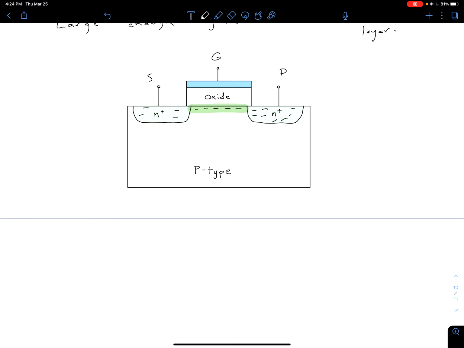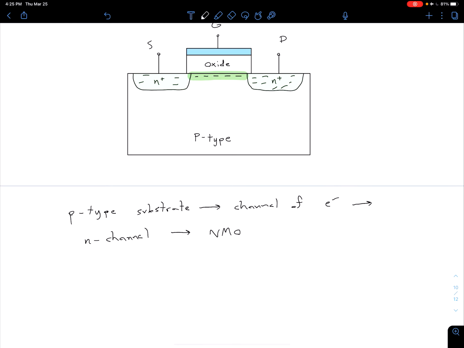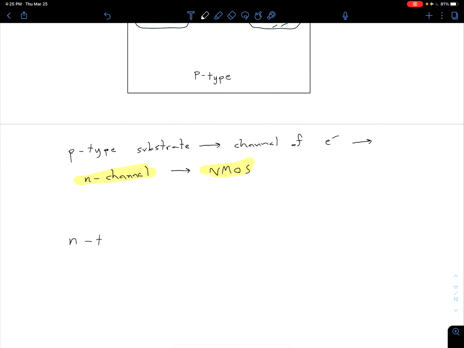A quick note on our terminology: we have this channel of electrons that's allowing current to flow, and we got that for a p-type substrate. So if we have a p-type substrate, that gives us a channel of electrons. What we'll call this is an N-channel MOSFET or an N-channel device, or oftentimes you'll just hear this referred to as NMOS. So let's change that back to yellow. NMOS or N-channel.